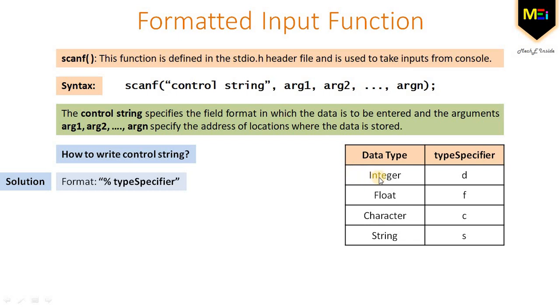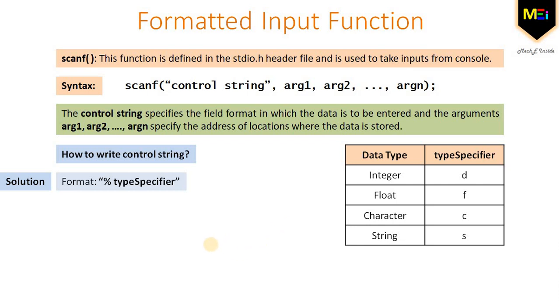So the data type is integer and the type specifier for that particular data type is d. For float, that is f. For character, that is c. For string, string means the group of characters or the group of words, that is basically known as string in the C language. For taking input of the string or sentence, you have to use s. These all type specifiers are in lowercase. So please remember, the language is case sensitive. You have to take care of this particular thing.